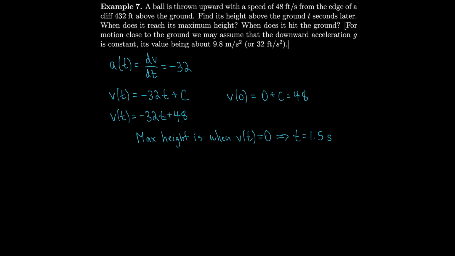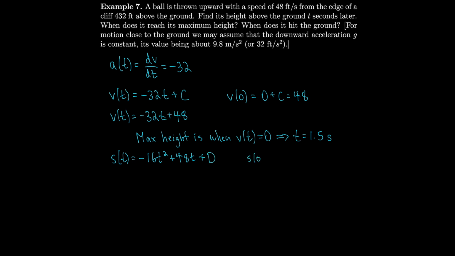Let's do another antiderivative now. Let's get position. So that'll be the antiderivative of velocity, so that's minus 16t squared, because it's t squared over 2, and then half times 32 is minus 16, so plus 48t. And a new constant, d.